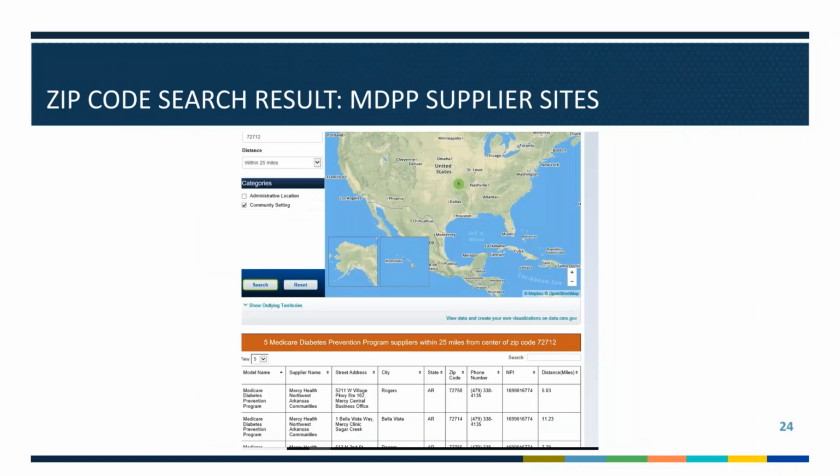The search result shows where all MDPP supplier sites are located within 25 miles of the 72712 ZIP code. The large green dot on the map indicates the number of sites found in the search. These sites are listed below the map. The list provides contact information for each MDPP supplier site. Because not all counties have supplier sites, the MDPP supplier map search can locate the closest supplier sites to the ZIP code you enter in the search, which may be in a neighboring county. Note that a program can have multiple supplier sites.